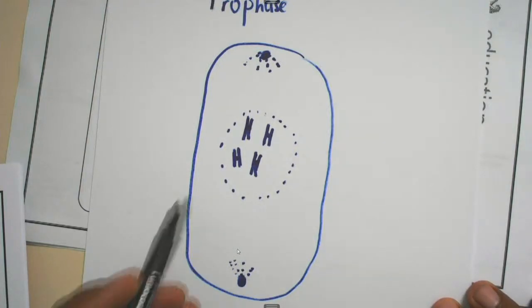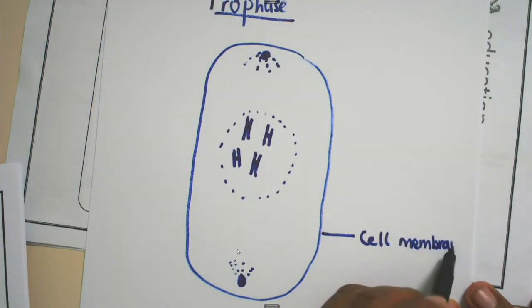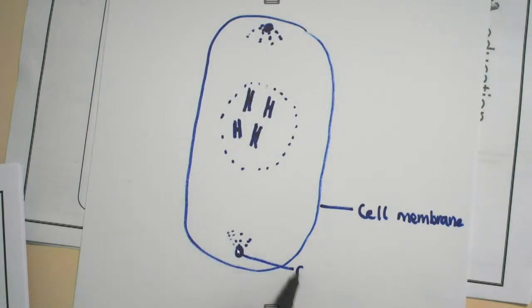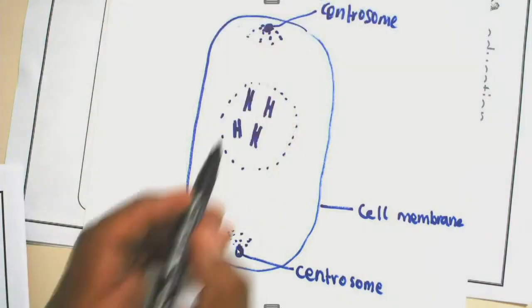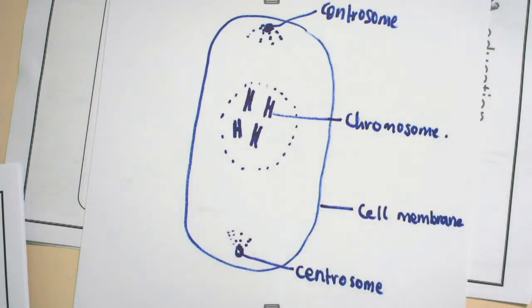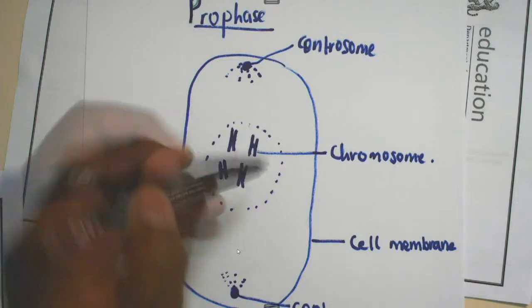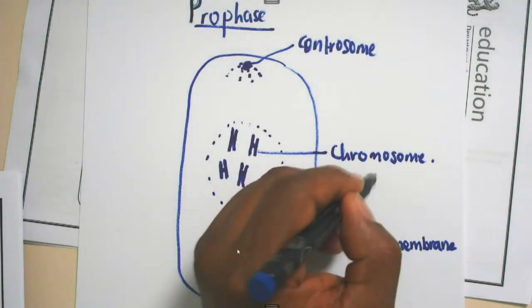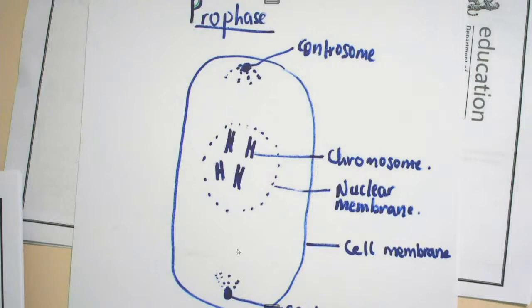So if we label the parts that are involved in prophase, we have the cell membrane, the centrosomes in opposite poles of the cell, and then we have the chromosome. This is what actually happens in prophase. Now the nuclear membrane will start to disappear, and the chromosomes become visible during prophase.